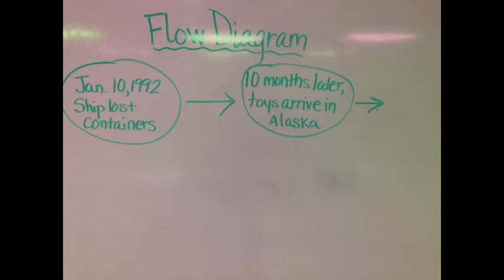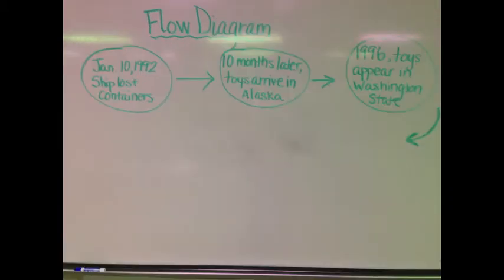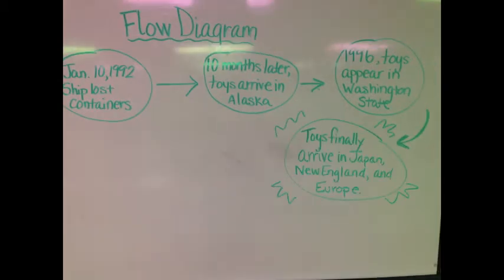I know the next bit of information comes because the date tells me it is later than the event that I began my flow diagram with. It says, in 1996, toys start appearing in Washington state. And the next piece of information says, toys finally arrive on the shore of Japan, New England, and Europe. I know this is the last piece of information because it is the last sentence in my selection. So, it's the final thought. That means that this last bubble is the ending bubble in my flow diagram.